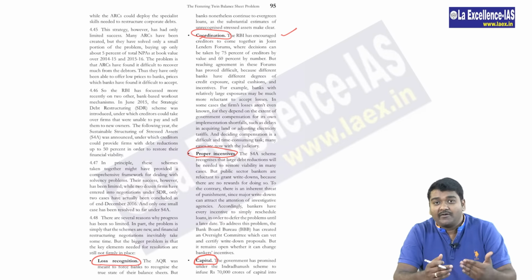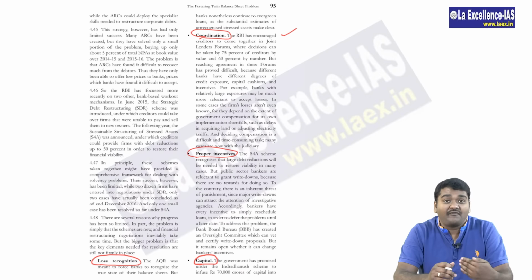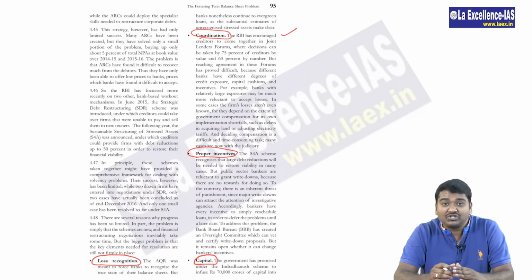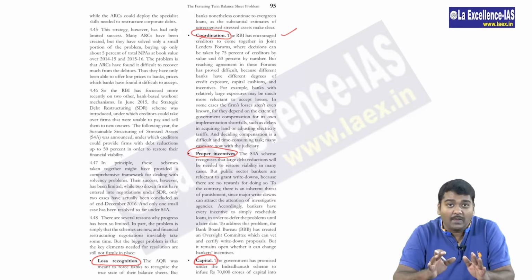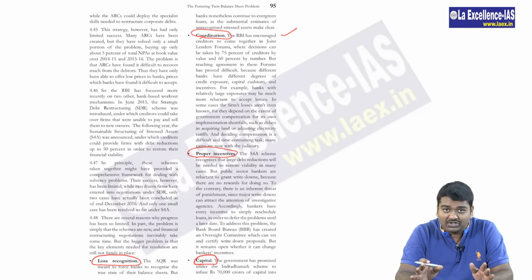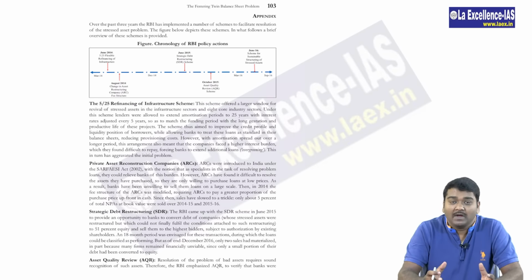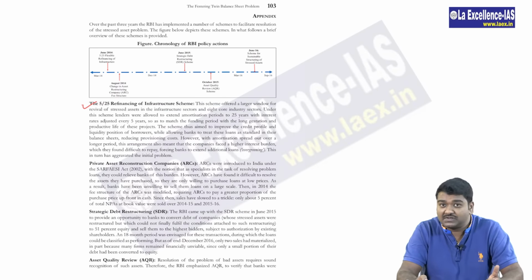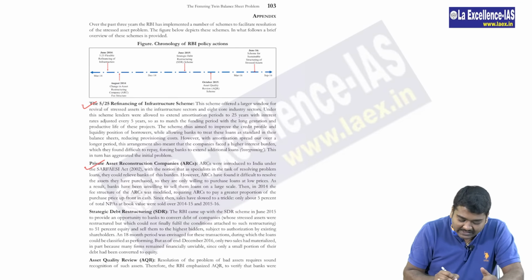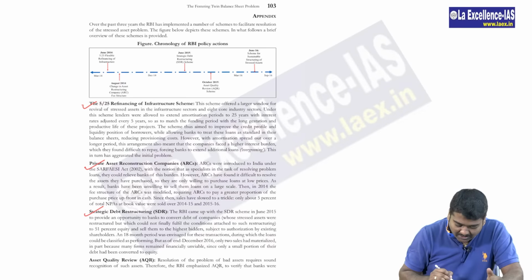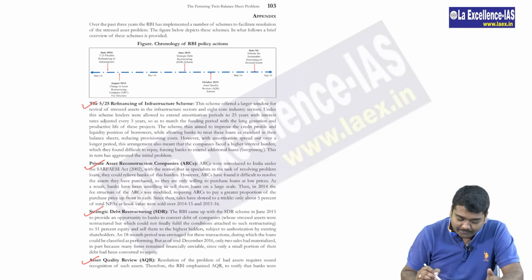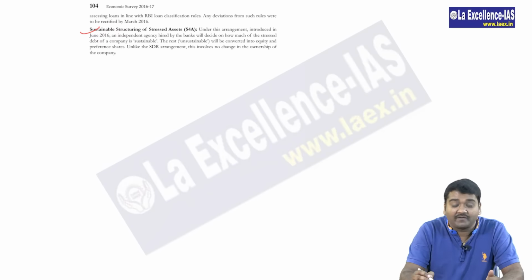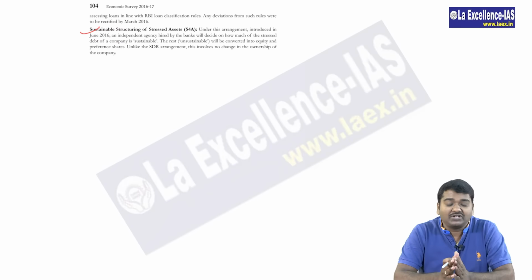And then we have to look at the appendix, where they talk about the measures taken by the government till now to solve this NPA issue. On this page, they talk about the 5/25 refinancing of infrastructure scheme, private asset reconstruction companies, strategic debt restructuring, asset quality review, and sustainable structuring of stressed assets. These were the measures taken by the government to reduce the NPAs.